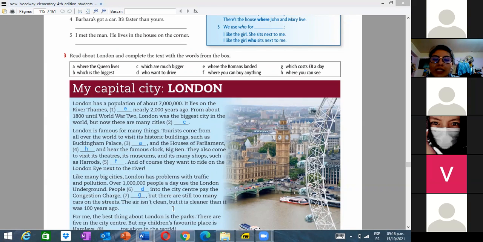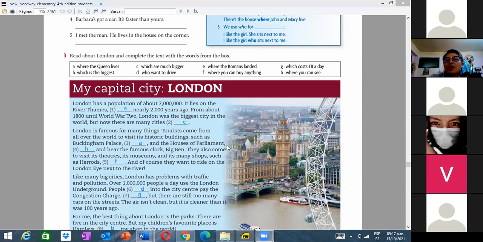The air isn't clean, but it is cleaner than it was 100 years ago. For me, the best thing about London is the parks. There are 5 in the city center, but many children's favorite place is Hamleys. And the next, please, the last one. B, the last one, right? B. Toy shop in the world. Okay, very good students. Okay, let's have a look. Maybe we have some mistake. We're going to check together.